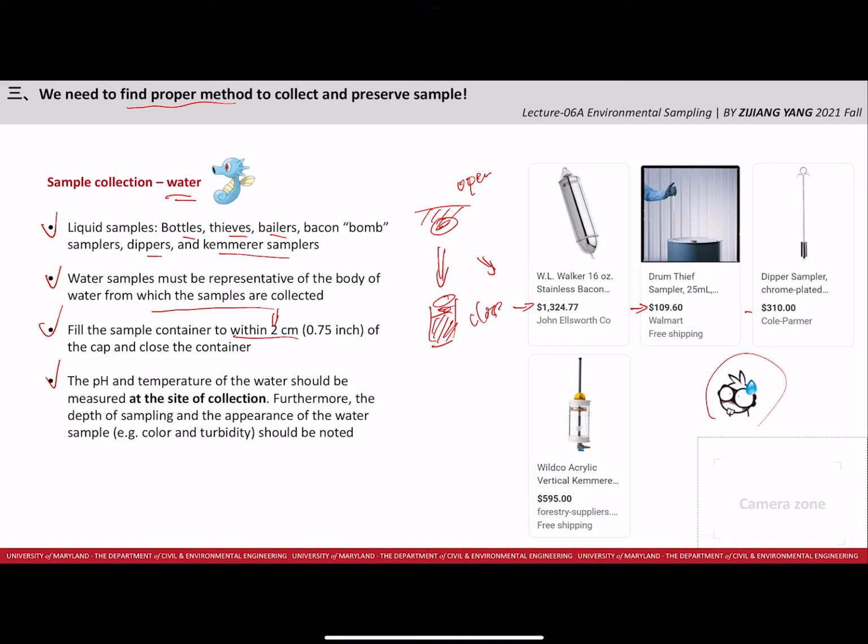On the other hand, the pH and the temperature of the water should be measured at the site of collection, because the pH and the temperature may change when we have our sample collected from the parent source. And furthermore, the depth of sampling and the appearance of the water sample should also be noted. And again, these parameters may change if we take the sample out from the parent source. So we need to measure these parameters on site.